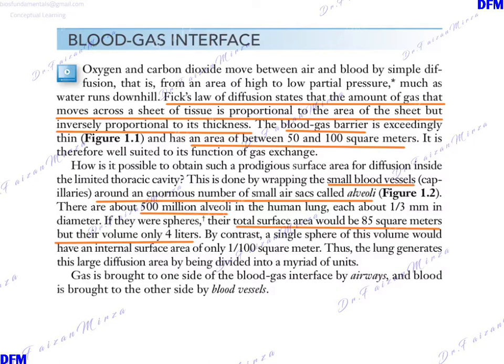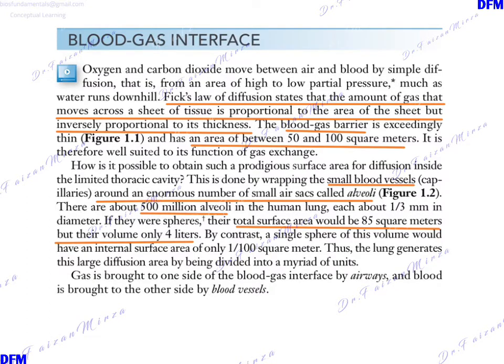The diffusion which occurs of oxygen and of carbon dioxide down their respective gradients, which is that oxygen goes from the alveolar air into the blood and carbon dioxide moves from the blood to the alveolar air and is exhaled out, follows simple laws of diffusion, mainly Fick's law of diffusion.